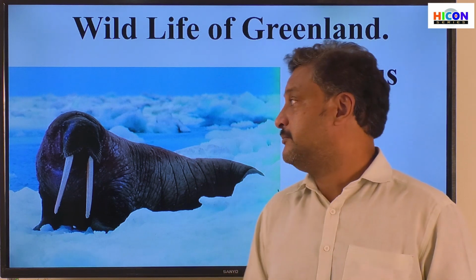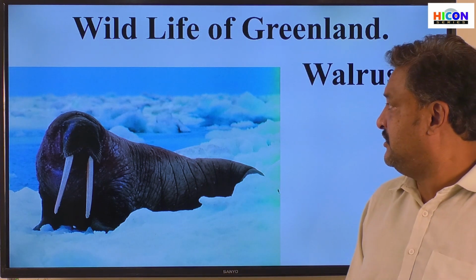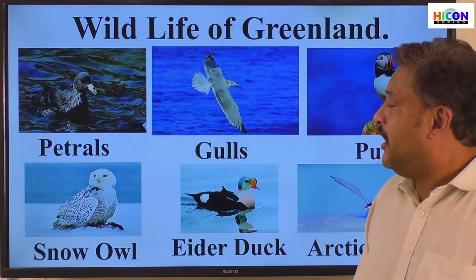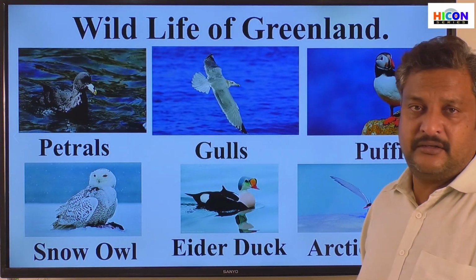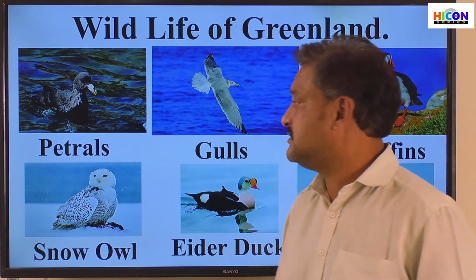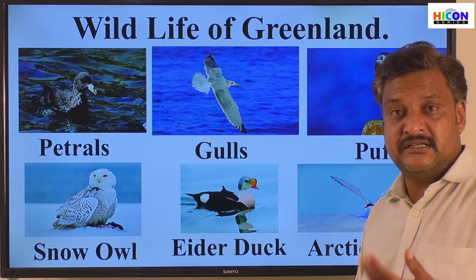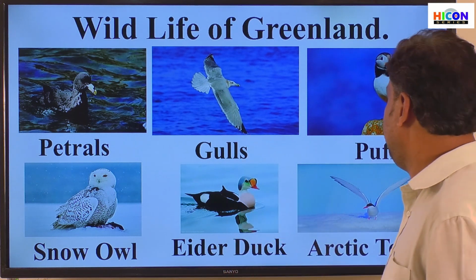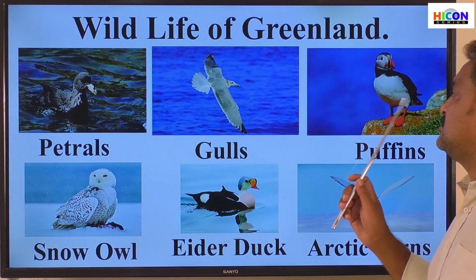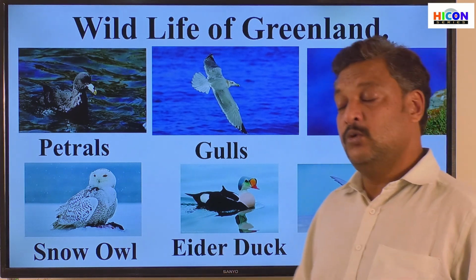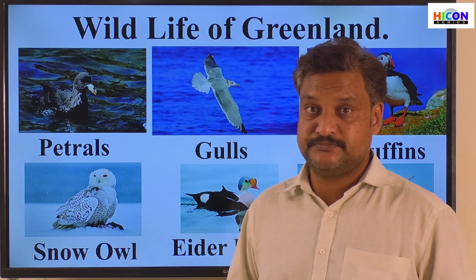Right? Okay. Now we will think about the birds. The Arctic region has a wide range of beautiful birds. Okay. So some varieties of petrels are there. Seagulls and other kinds of birds are seen there. Puffins are some of the most beautiful birds in the world. And then the snow owl. Owls are there in this region also, right?